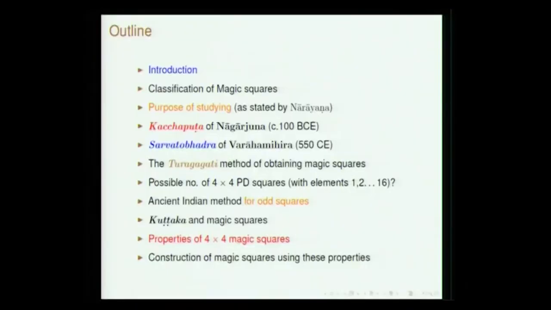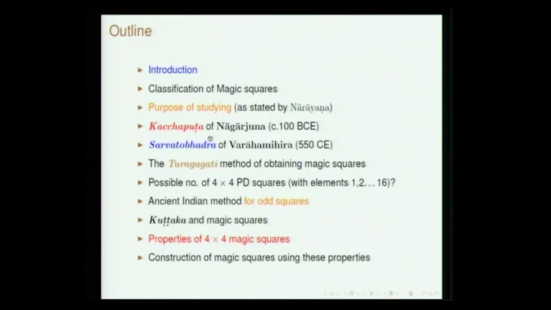The topics that I would like to cover in this part of the lecture are the classification of magic squares, as it is done in the Indian texts. I will briefly discuss the purpose which has been stated by Narayana Pandita, as to why one needs to study the magic square, and we will take a couple of examples of magic squares from very ancient texts, for instance in Nagarjuna's work. It is referred to as kachaputa.